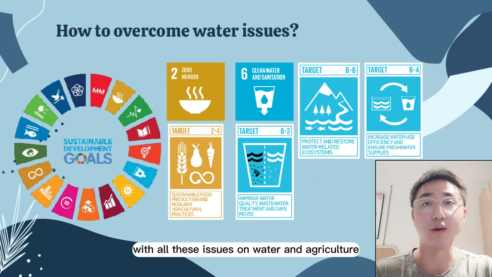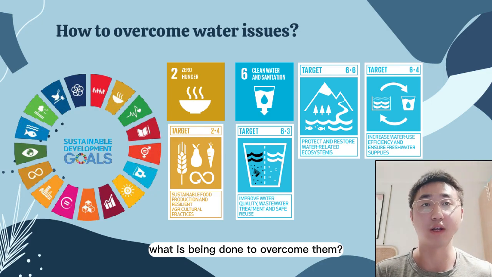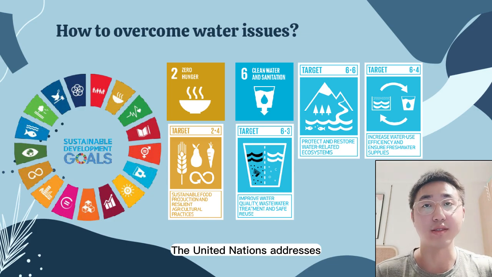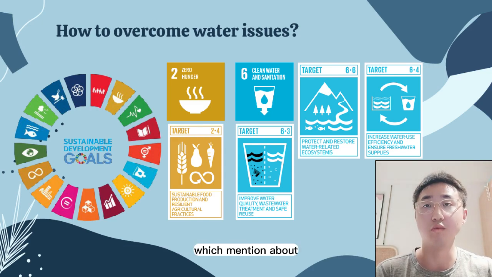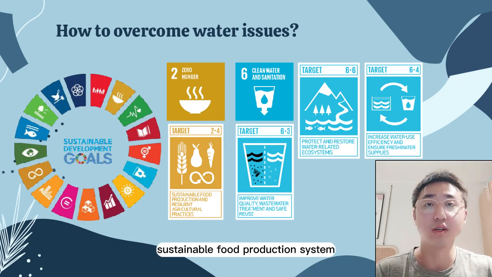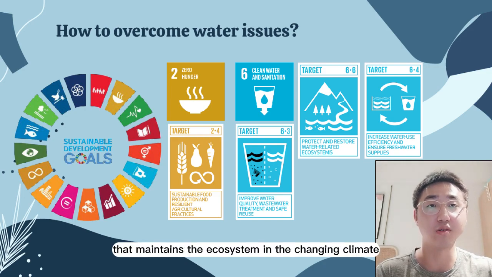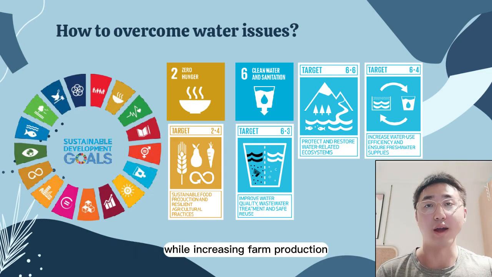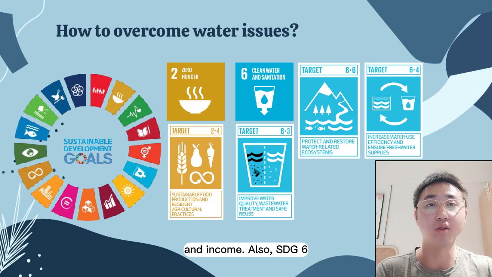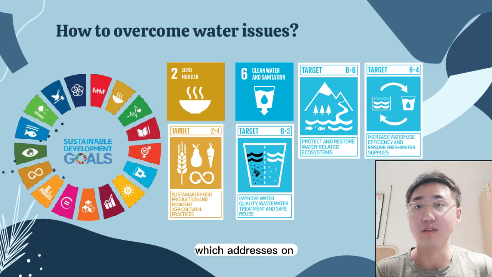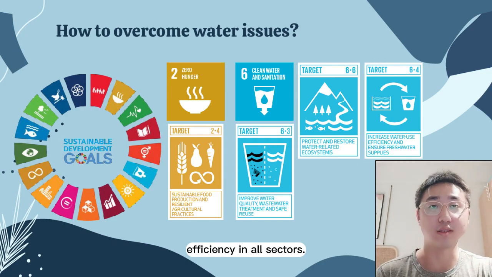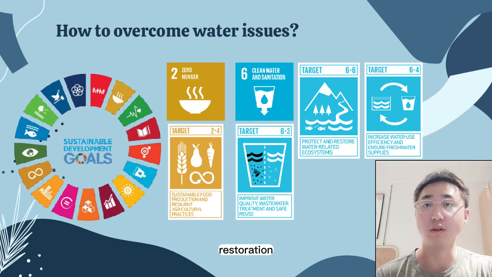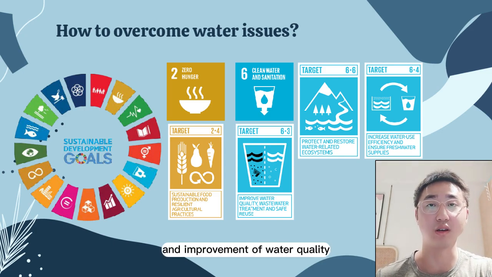With all these issues on water and agriculture, what is being done to overcome them? The United Nations addressed these water issues in 17 Sustainable Development Goals, for example, SDG 2, which is about sustainable food production systems that maintain the ecosystem in a changing climate while increasing farmer production and income. Also, SDG 6, which addresses ensuring water security through better water use efficiency in all sectors, ecosystem restoration and improvement of water quality.